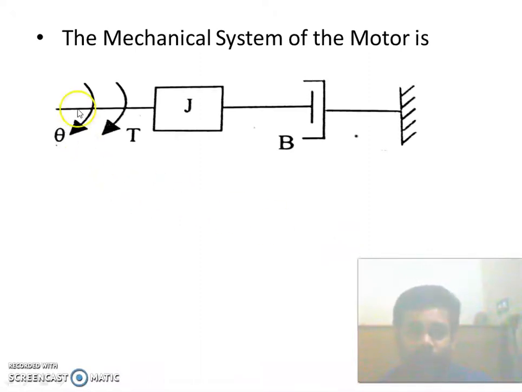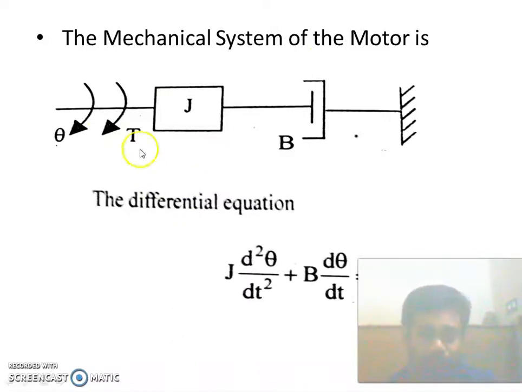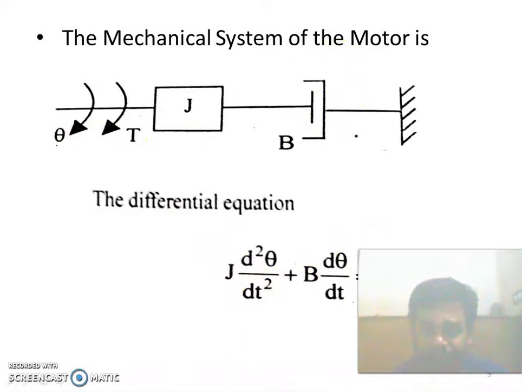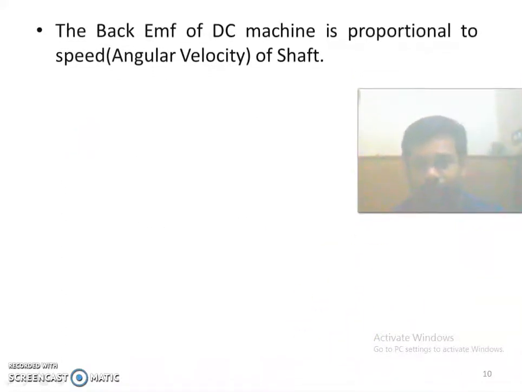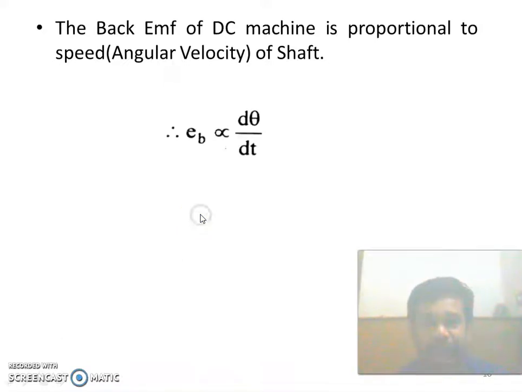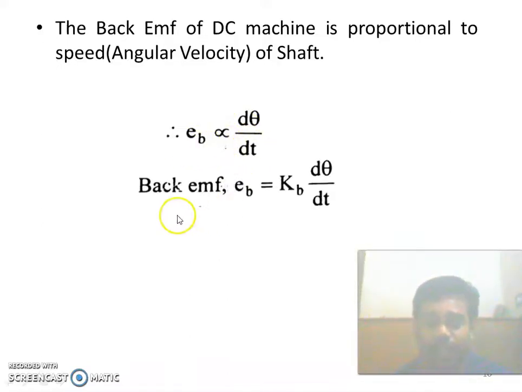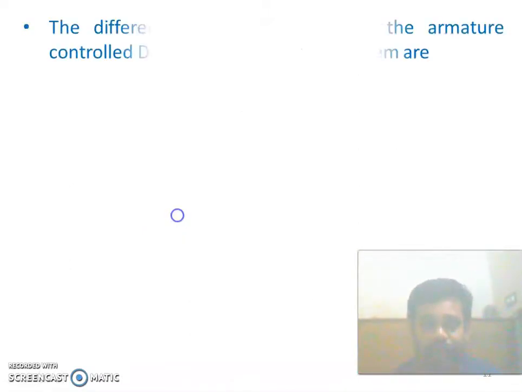The mechanical model of the mechanical system of the motor is shown in this diagram. Now we are going to write the differential equation of this mechanical system. J into d square theta by dt square plus B into d theta by dt is equal to the applied torque T. Now the back EMF is proportional to the angular velocity of the shaft. So EB is proportional to d theta by dt, so back EMF EB is equal to KB into d theta by dt.